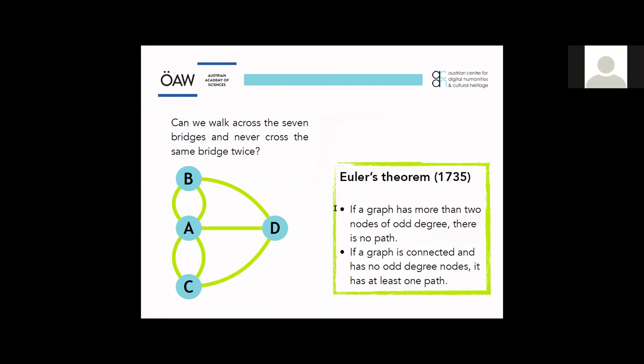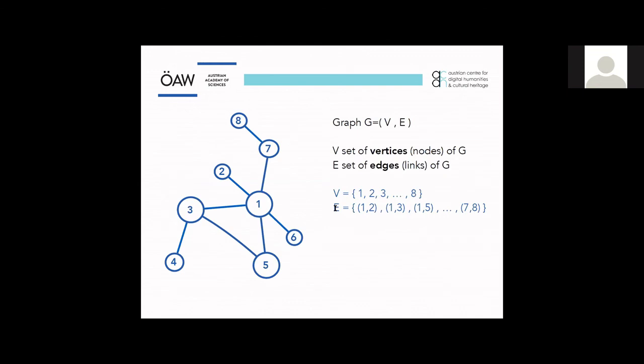that if the graph has more than two nodes with odd degree, degree you will see after, it's the number of links going out of or into a node, there is no path. But if the graph is connected and has no odd degree nodes, it has at least one path. So it's just to give you an idea of how graph theory was born.